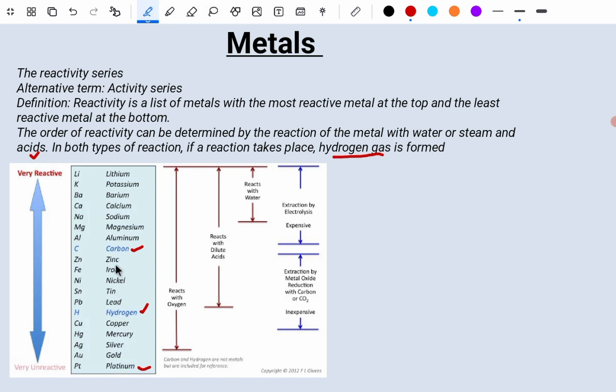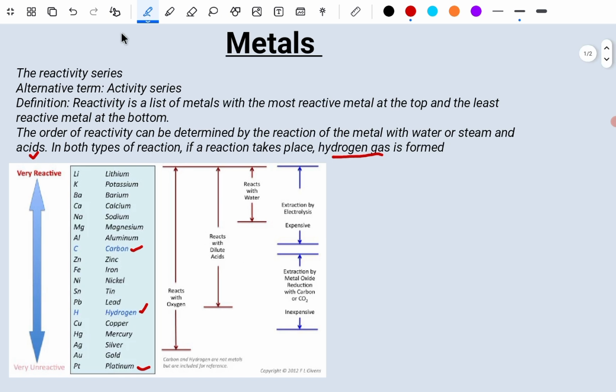So now there's this group of metals here, from zinc up to lead. These do not react with water. They will react though with steam. We're saying they do not react with water, but they will definitely react with steam. So steam is just water in gaseous form. They will react with steam.